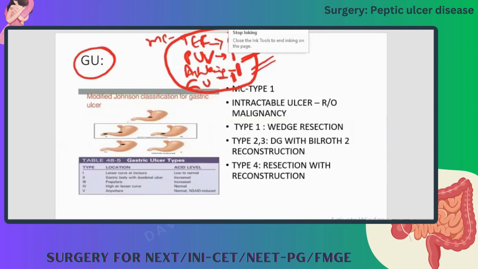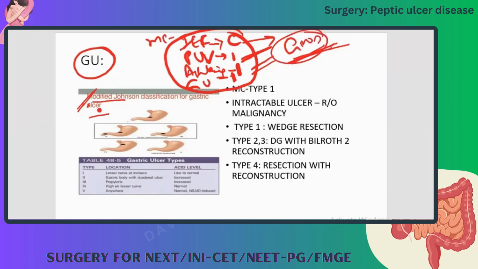So see here, this is the modified Johnson classification for gastric ulcer. Can anybody tell me the name of the classification for tracheoesophageal fistula? I told you in the morning. Tracheoesophageal fistula, there is a classification, right? Ross. ABCDE. Very good.